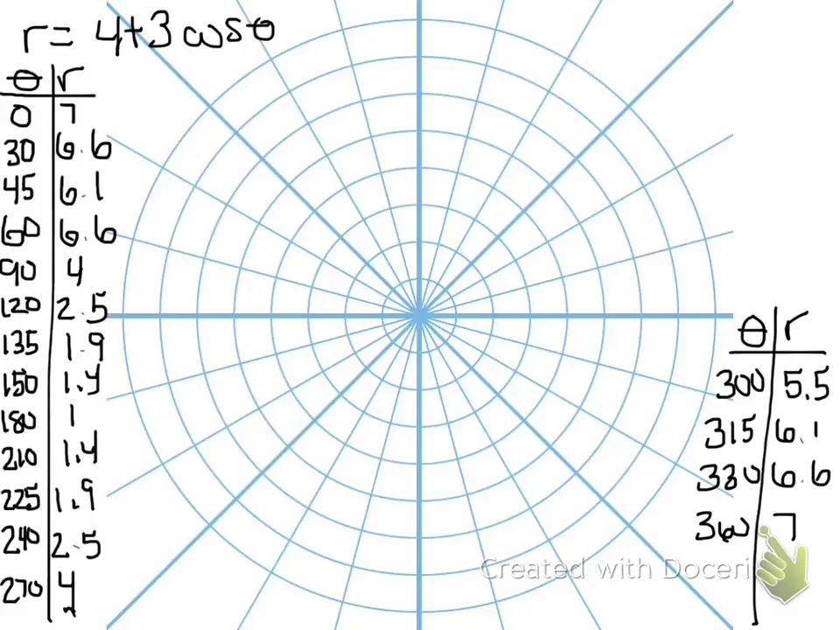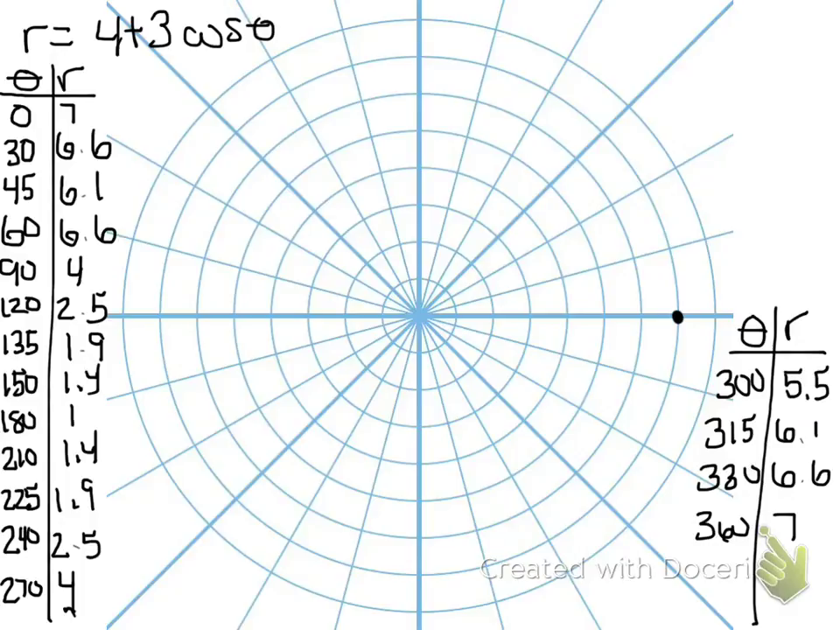Okay, so there's my theta r table. Check to see if yours looks just like mine. You should notice that from 0 all the way to 180, we go from 7 down to 1, and then as we go 180 back to 360, it repeats. So let's go ahead and plot this.